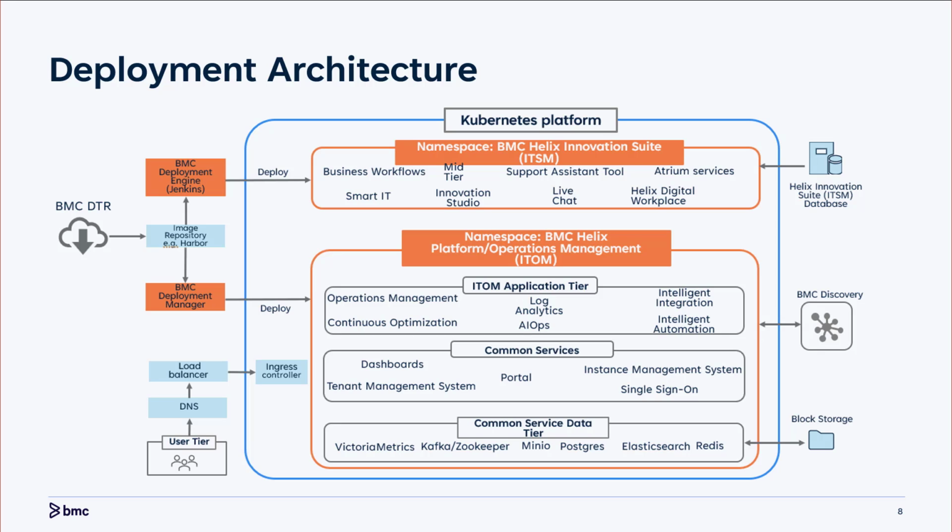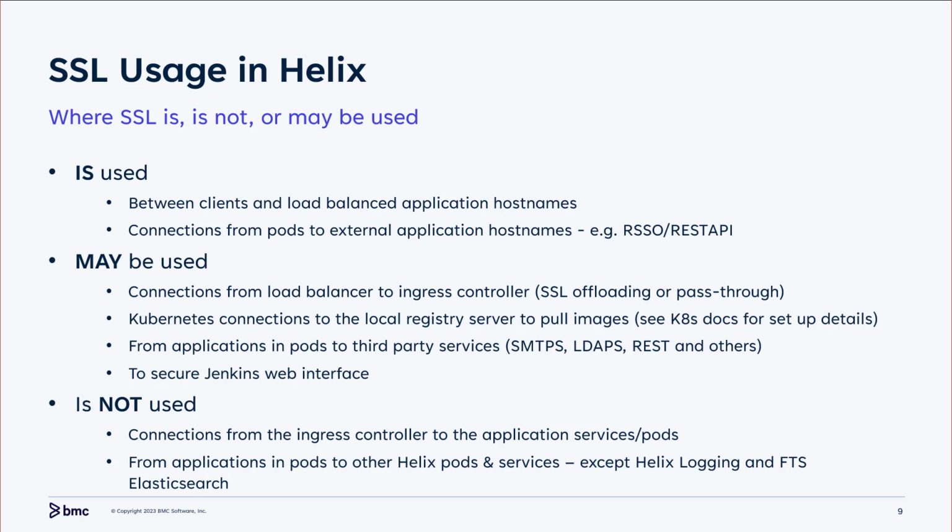The ITSM service management components sit in one namespace. The Helix platform components, the common services, RSSO, Elasticsearch and FTS sit in the lower one. There are lots of different places within this architecture that SSL can be used. Some of them are optional, some of them are mandatory.